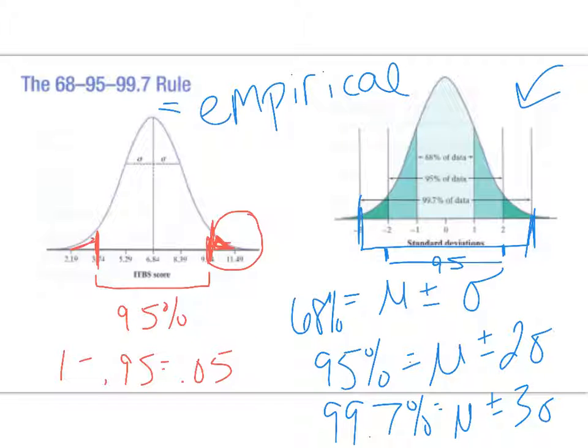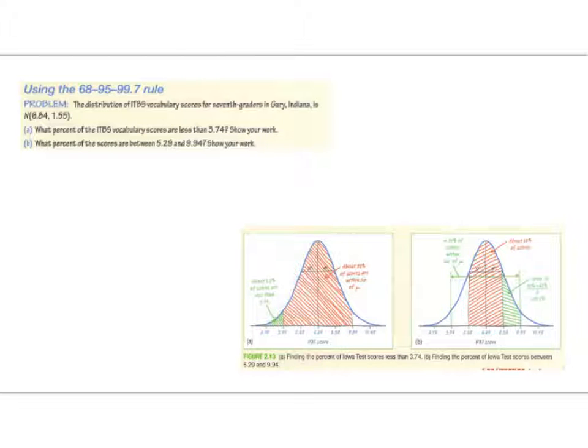What the 0.05 is, both tails, but I don't want that tail. I only want the one here on the right. So when I divide this by 2, now I get 0.025, which is 2.5%. So it's a little unusual for somebody to get a score of 9.94 or higher. That's only 2.5% of the scores.